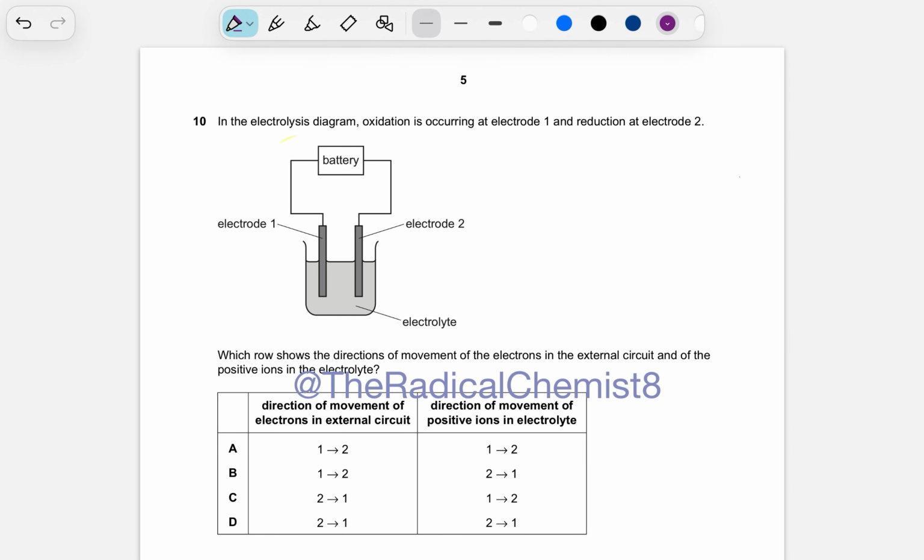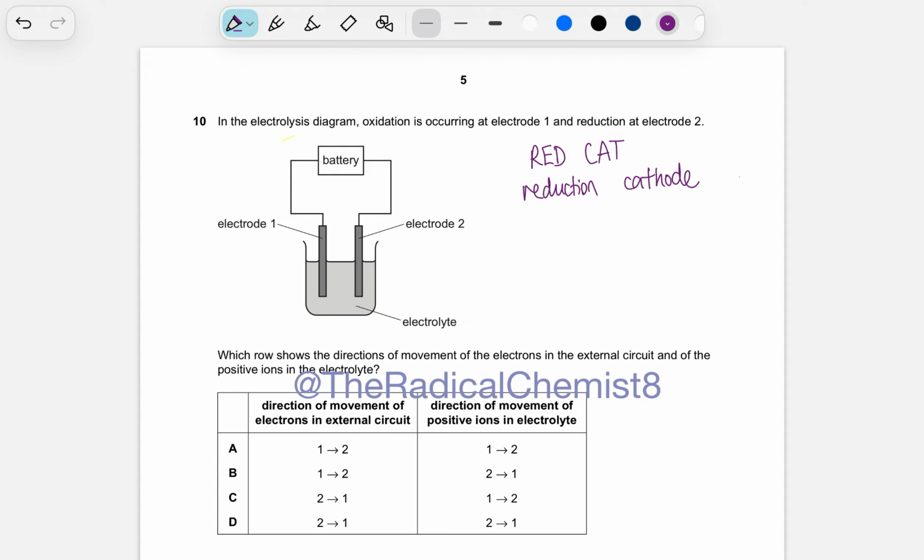Next. So we've got a question about electrolysis. So in the electrolysis diagram, oxidation is occurring at electrode 1 and reduction at electrode 2. So one thing I remember here is red cat. So this means reduction occurs at the cathode. So this is one way of remembering this.